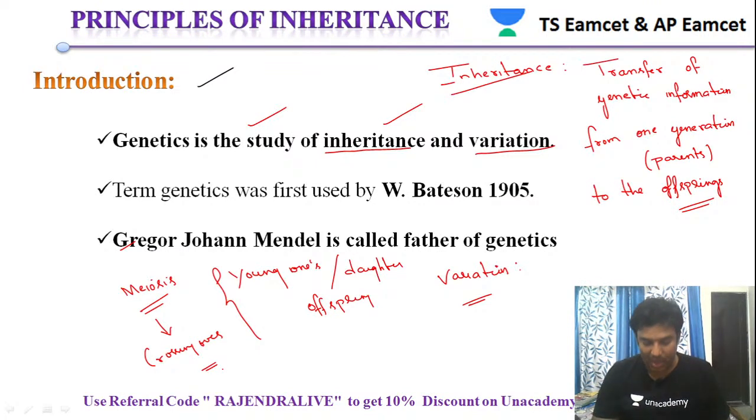So if you see, what is genetics? Genetics is a study of inheritance and variation. What is inheritance? It is the transfer of genetic information from parents to the offspring. And what is variation? The offspring which are produced are not totally identical with the parents. Some characteristics they receive from the mother, some from the father. Such characteristics are called variation.